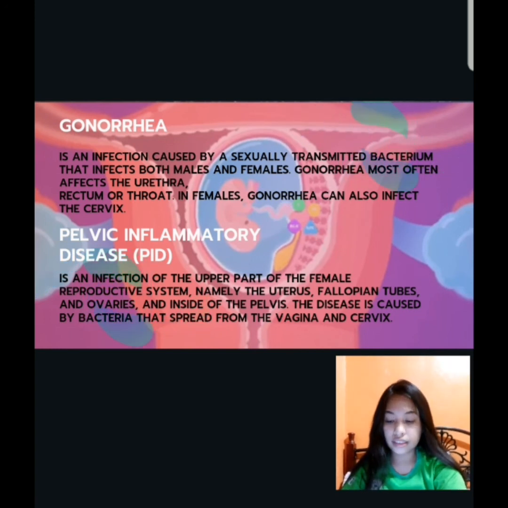Pelvic inflammatory disease is an infection of the upper part of the female reproductive system, namely the uterus, fallopian tubes, and ovaries, and inside the pelvis. The disease is caused by bacteria that spread from the vagina and cervix.